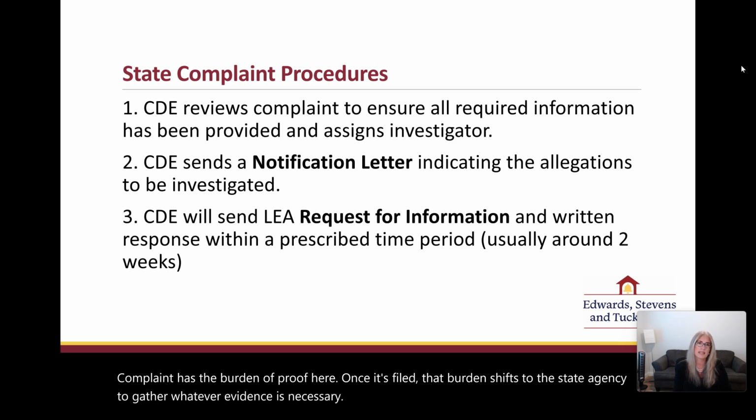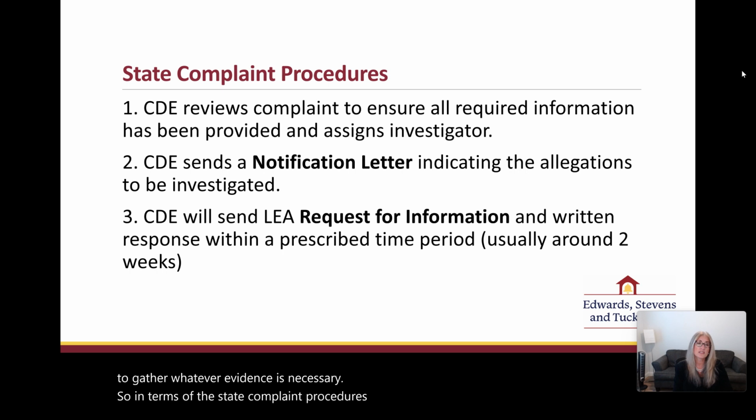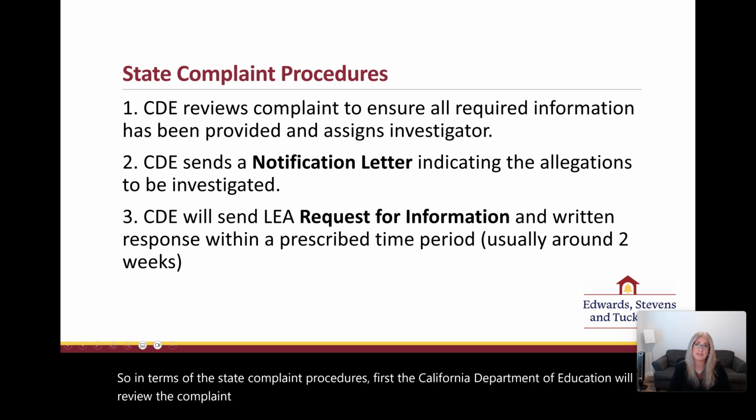So, in terms of the state complaint procedures, first, the California Department of Education will review the complaint to make sure that it has all of the required information, and then they assign an investigator.